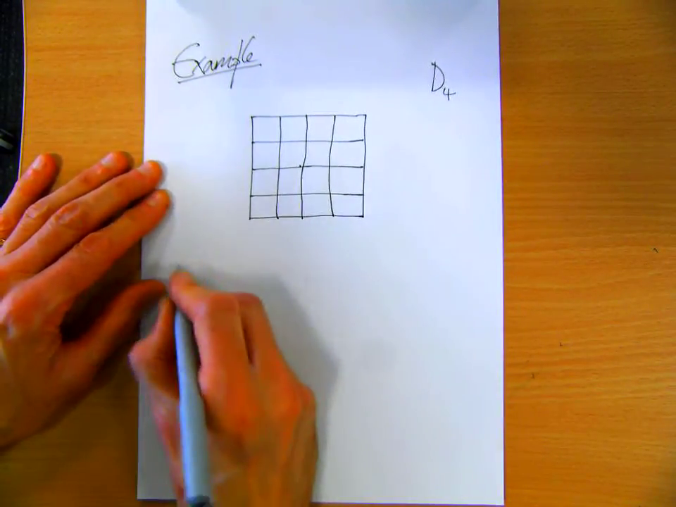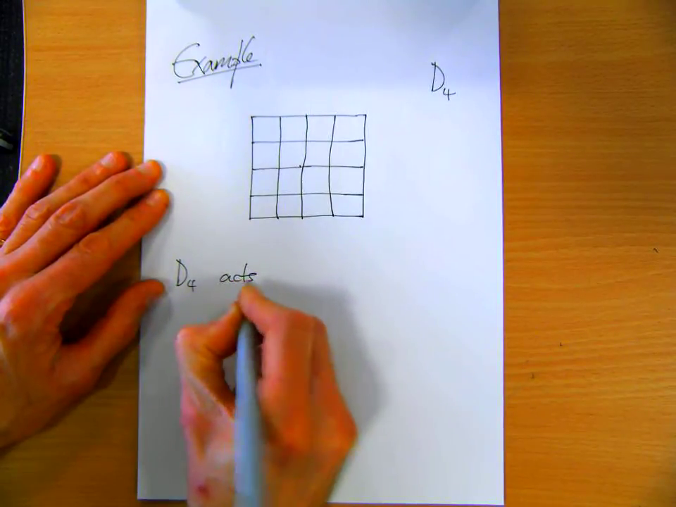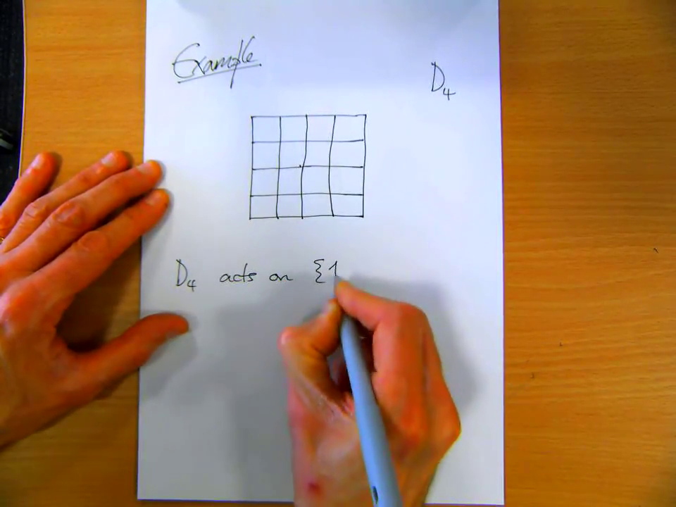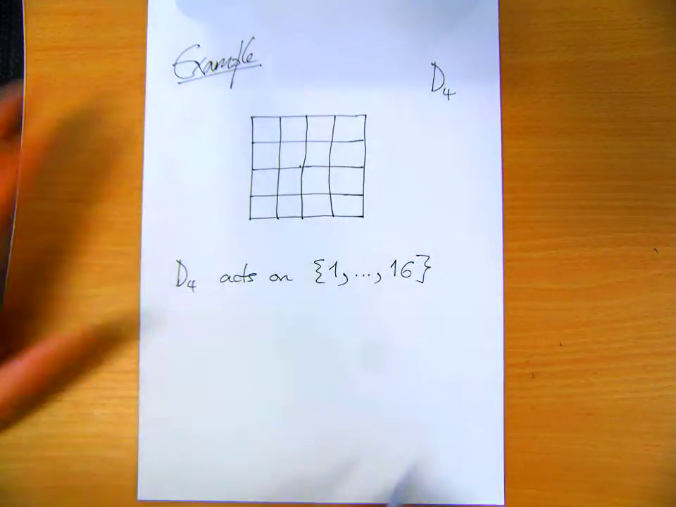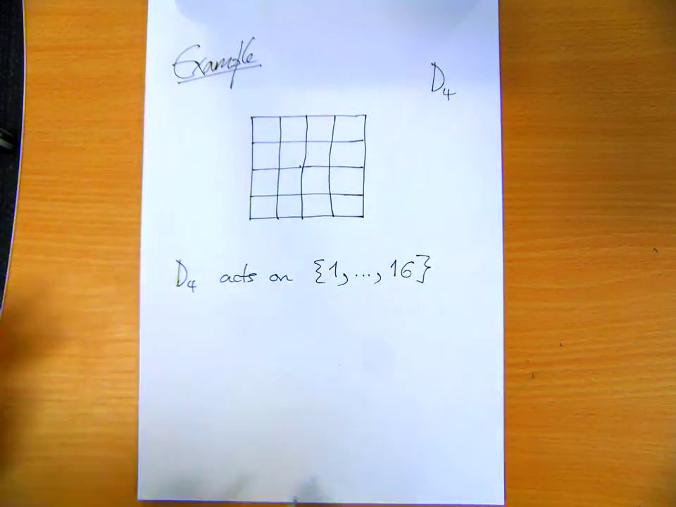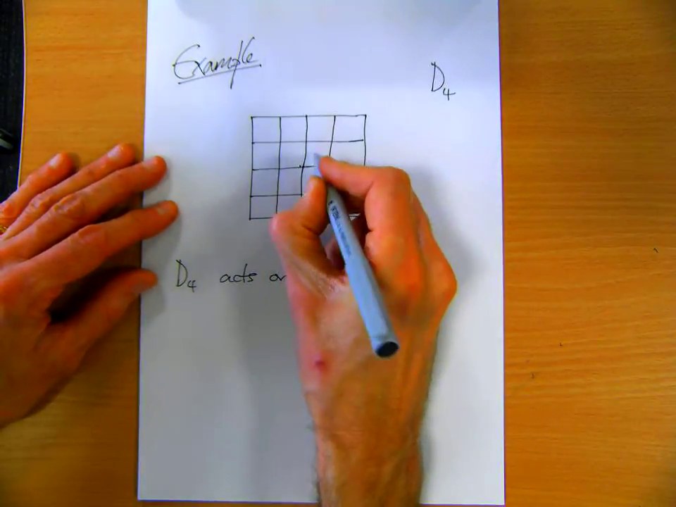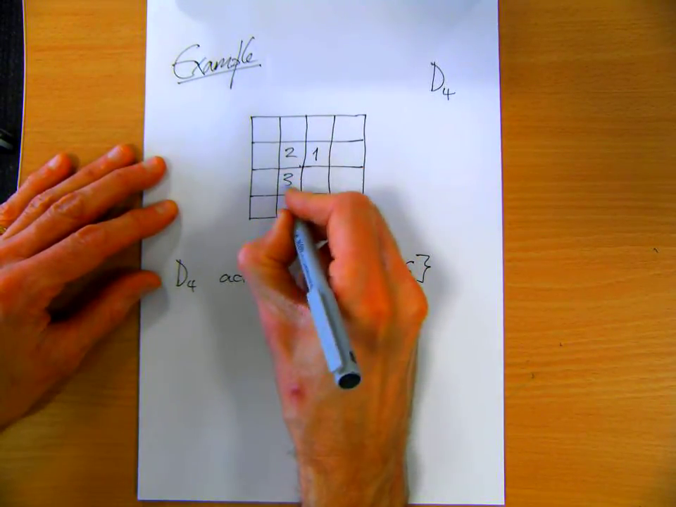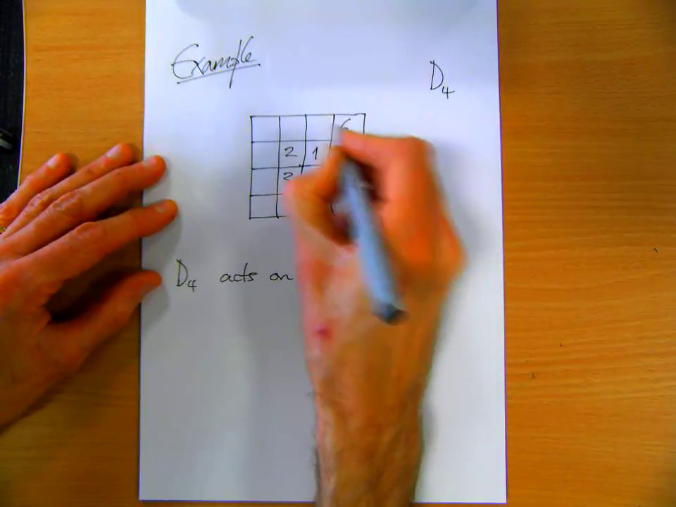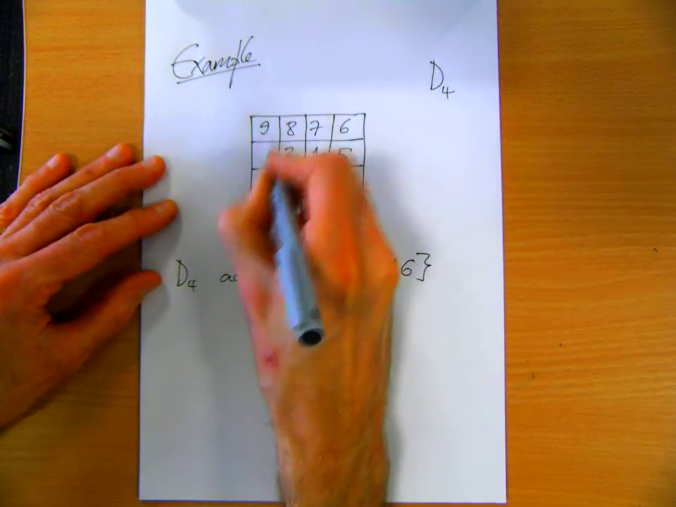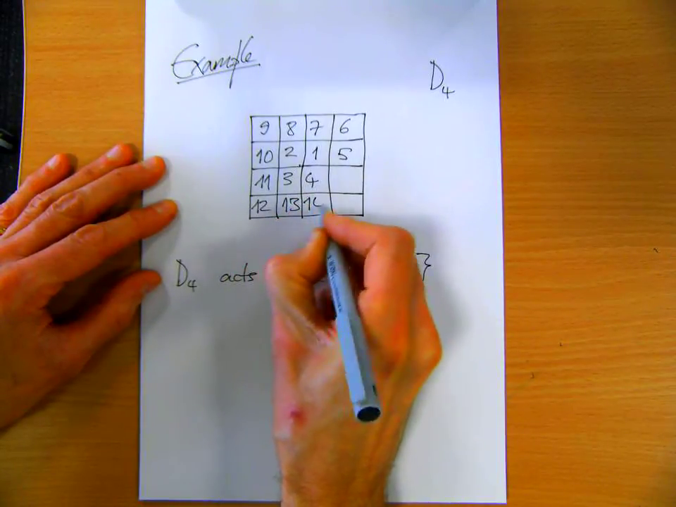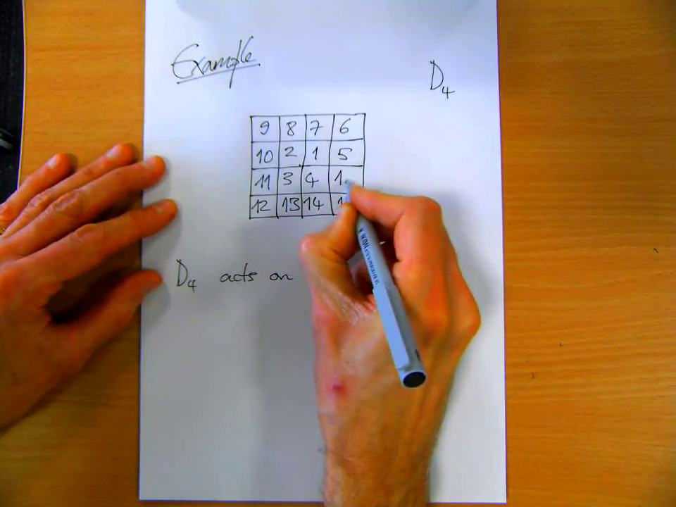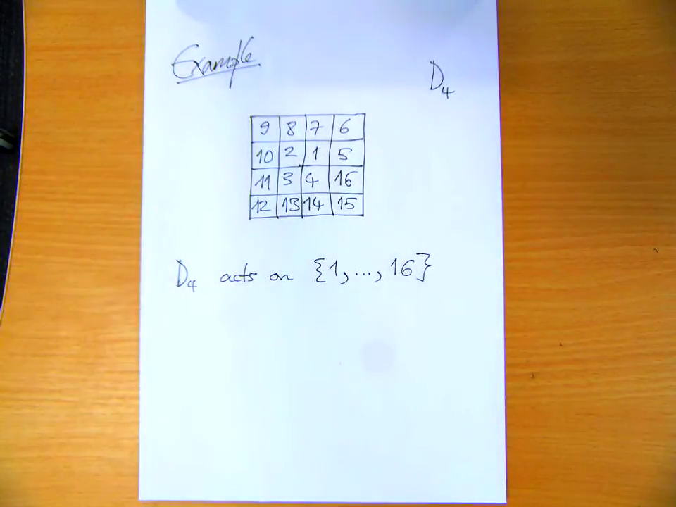So D4 acts on, well, 1 up to 16 once I've numbered these squares in some way, and it doesn't matter how I number them, so I'll number them like this. I'll go around in a kind of spiral. So it doesn't matter how you number the squares, I've chosen to number them like that.